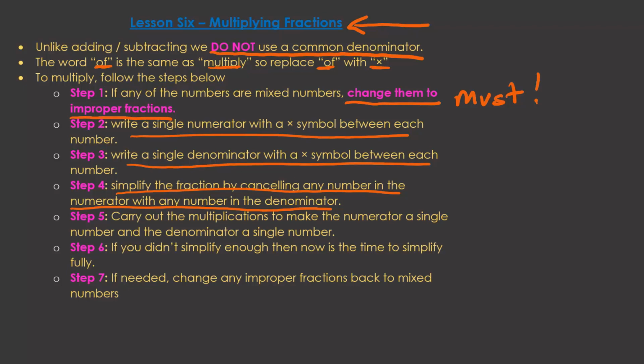Carry out the multiplications to make the numerator a single number and the denominator a single number. We'll look at that in the examples. If you didn't simplify enough, then now is the time to simplify fully. So if you spot that your answer is not fully simplified, that's when to do it.